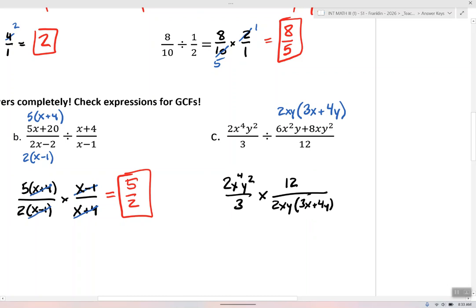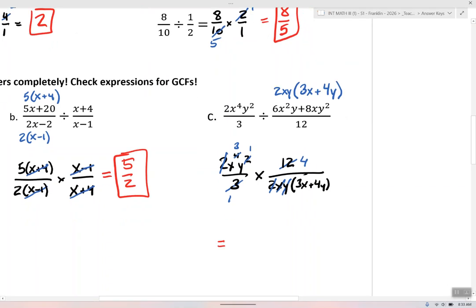All right, now we can look for things to cross cancel here. The 3 and the 12, that works. That'll turn that into a 4. Okay, now this 2 and this 2 will cancel out, and I can take this x and y off as well and just reduce these exponents by 1 each. I think that's it. Let's see what our answer turns out to be.